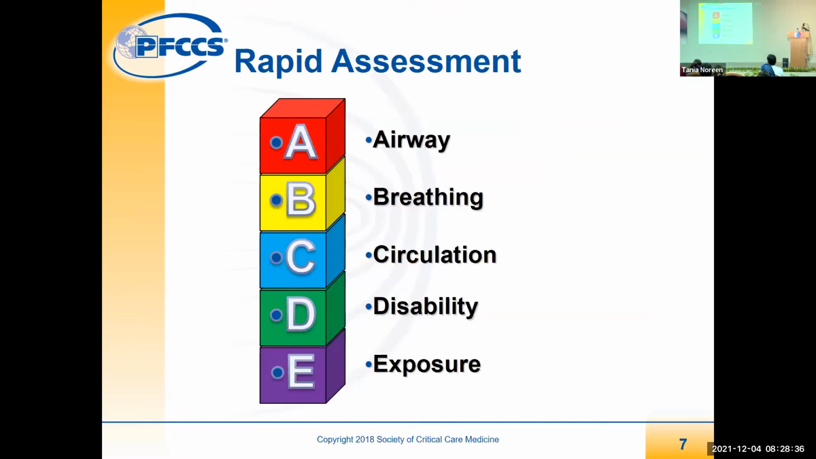So again, rapid assessment वही है जो हम हर patient में use कर रहे होते हैं. Airway, breathing, circulation, disability, and exposure. You have to check whether the airway is maintainable or not. अगर maintainable नहीं है तो how can we maintain it? Do we need any gadgets to maintain the airway?